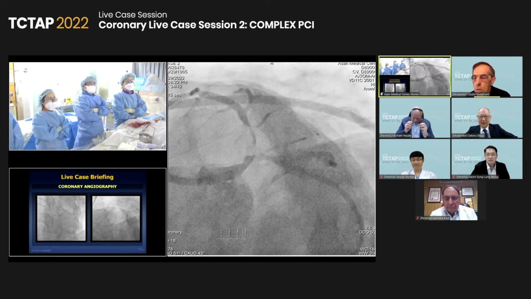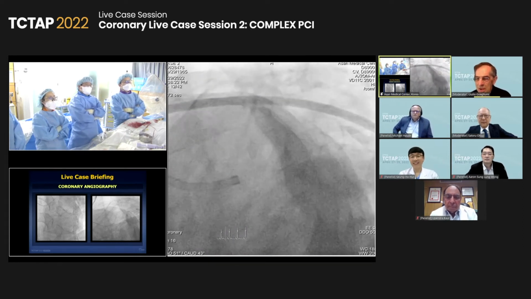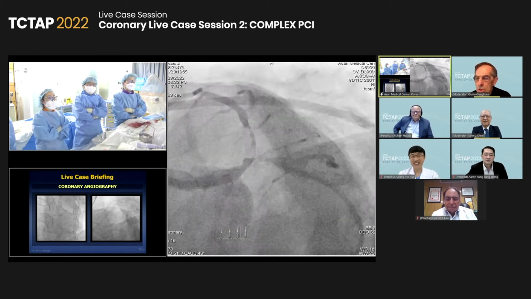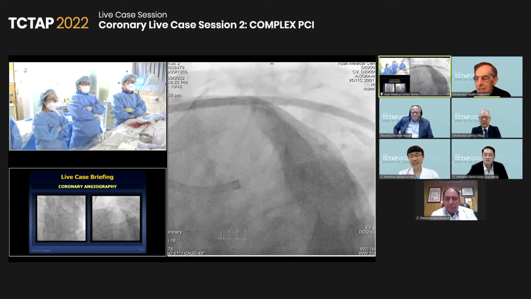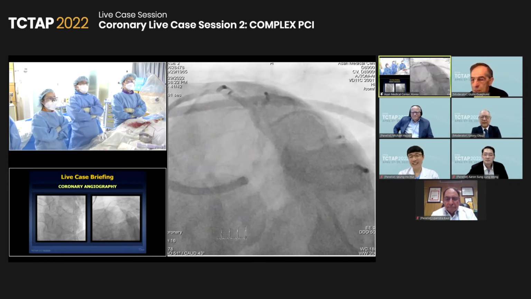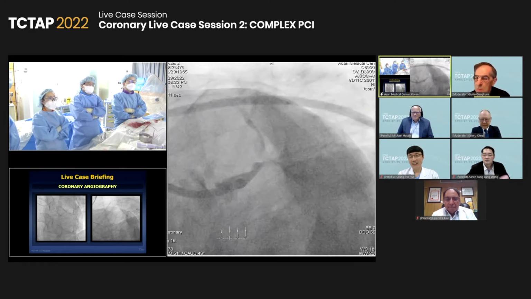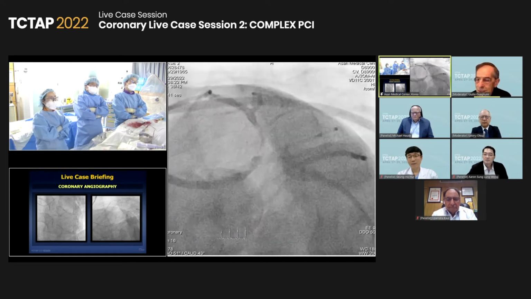Okay, Dr. Ho, you are in love of the circ, and so now is the time. In this case, we wanted to know about the circ, but the circ is almost occluded. Should you prepare a little bit with a small balloon before imaging the circ? Should it be done from the beginning? Can it be done later?